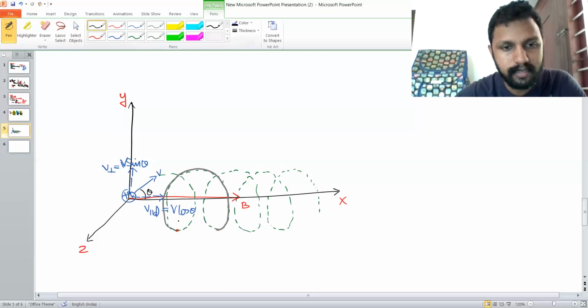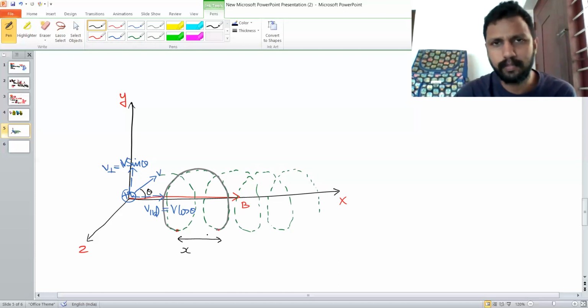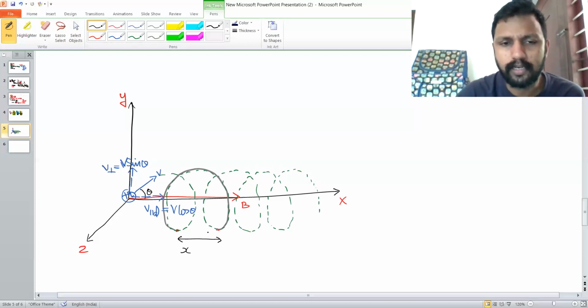Then the linear displacement completed on one revolution is this, and this distance, let's call it as x. X is called as the pitch of the helix. What is pitch of the helix? The linear displacement undergone by the particle on completing one revolution. It is pitch of the helix, and the expression for pitch of the helix, that is distance ആണ്. Distance can be written as velocity into time. Since velocity is equal to displacement by time, displacement can be written as velocity into time.